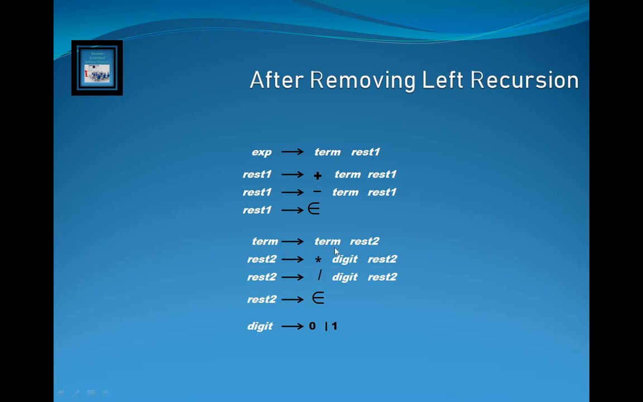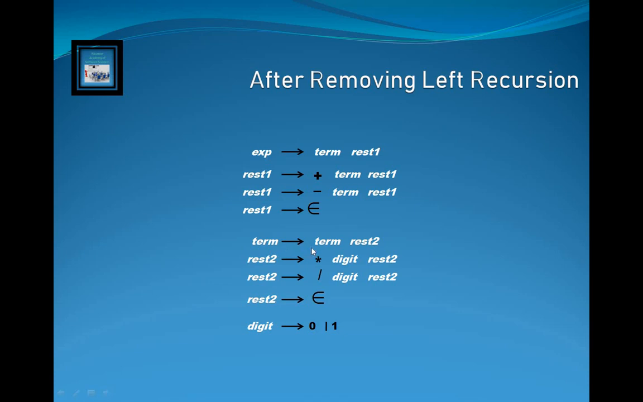Similarly the term can have the form of term rest2. I'm sorry, here the digit should come. The term can have the form of digit rest2, where rest2 can have the form of multiplication operator, then digit and rest2, and similarly rest2 can have the form of division operator, digit and rest2, and also rest2 can have the form of epsilon. The digit can have the form of 0 or 1. Here make one correction. Here is a mistake.